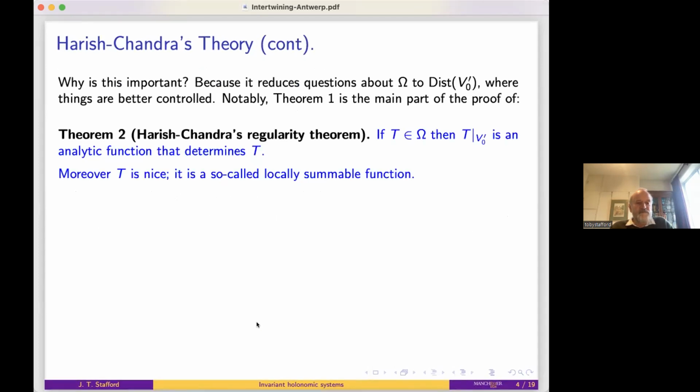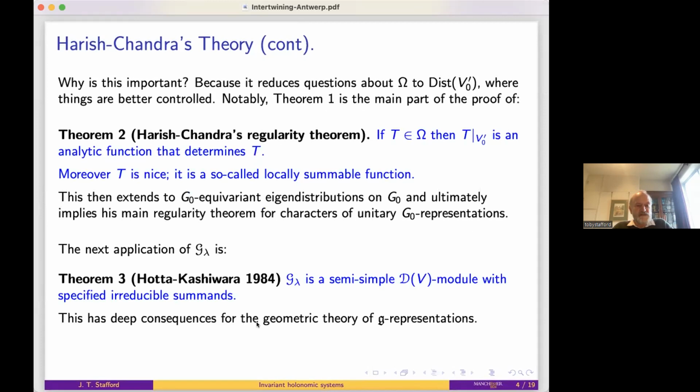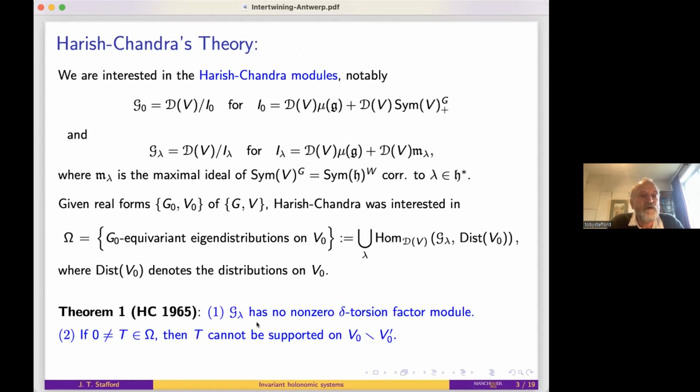The second theorem I want to talk about for G lambda is work of Hotta and Kashiwara. This again can be simply stated. It's just that G lambda is a semi-simple D of V module with specified irreducible components. I might remark here that it's not hard to prove that G lambda is a holonomic module, so it certainly has finite length. And the key thing is then it's semi-simple. I might also remark at this point that the title of the paper comes from work of Hotta and Kashiwara. They introduced this name of invariant holonomic systems.